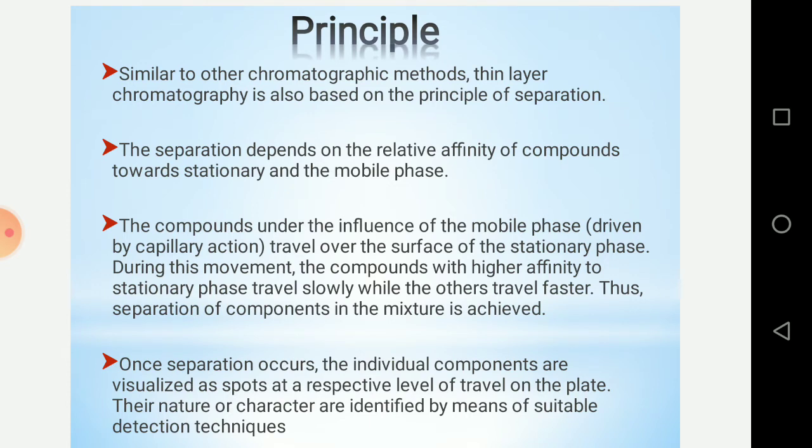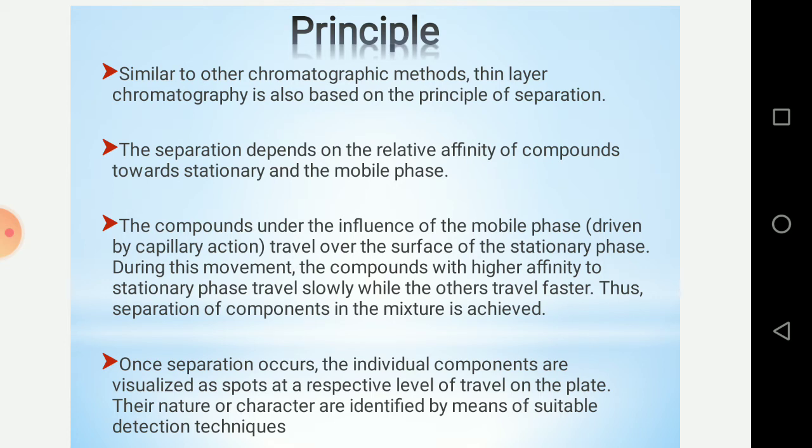We will look at the principle of thin layer chromatography. Similar to other chromatography methods, thin layer chromatography is also based on the principle of separation. So the basic separation principle is used. The separation is dependent on the relative affinity of the compound towards the stationary and the mobile phase. So a compound has either higher affinity towards the mobile phase or the stationary phase. The compound under the influence of the mobile phase travels over the surface of the stationary phase. During this movement, the compound with higher affinity to the stationary phase travels slowly while the other travels faster. Thus, separation of compounds in the mixture is achieved.